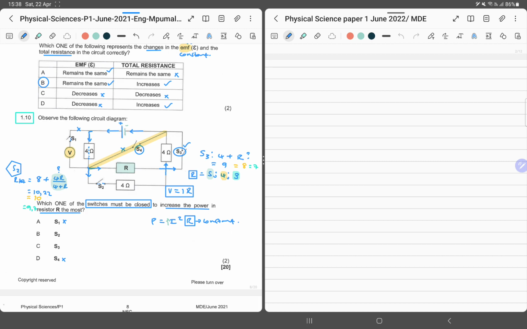Then it would be this one. Okay, this one is a no-no because we can see when we close it, either way we get a bigger resistance than when we close S3. So it has to be S3. As we drop the resistance, we'll effectively increase the total current, and that's what will increase the power in resistor R. So it has to be S3. So the answer is C.